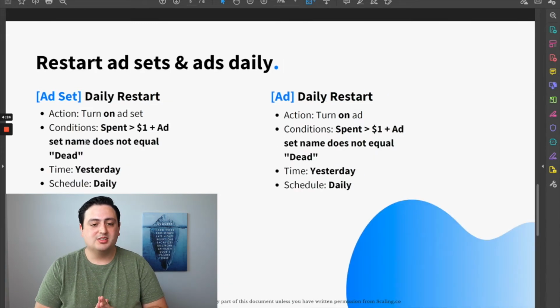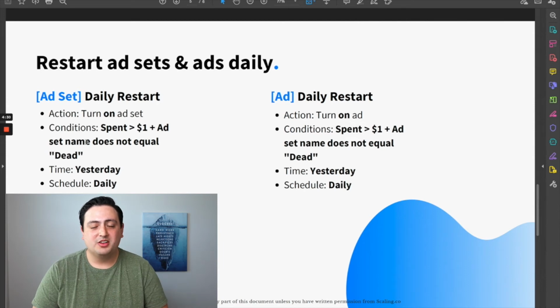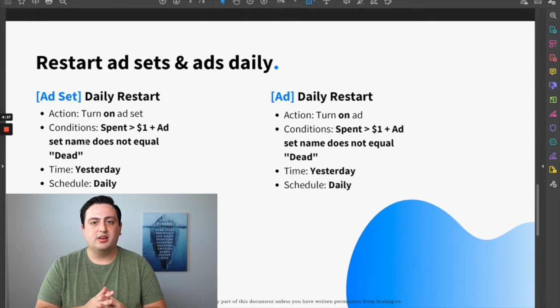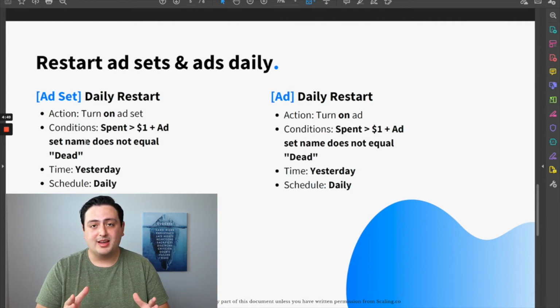The next rule is called restart ad sets and ads daily. So this is the rule that we want to use because at the end of the day, we want everything to turn back on at the start of the new day. So, give them another chance, another opportunity to optimize for today. Even if they did bad yesterday, let's give them another opportunity to do that. And this is the rule that you set up to make that happen.